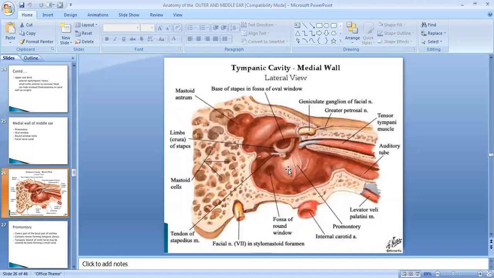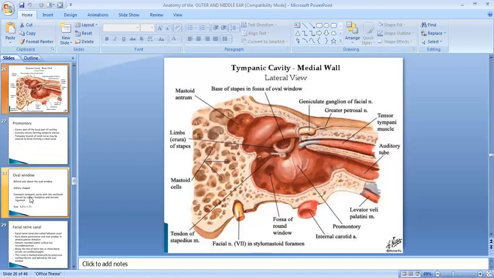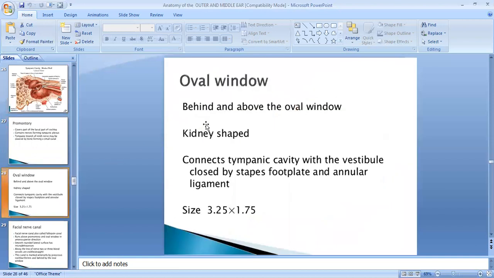So we can see this is the medial wall of the tympanic cavity or middle ear. This is the bulge. This bulge is produced by the first turn of the cochlea and this is known as the promontory. The oval window is behind and above the round window. It is kidney shaped. It connects the tympanic cavity with the vestibule, closed by the stapes footplate and annular ligament.